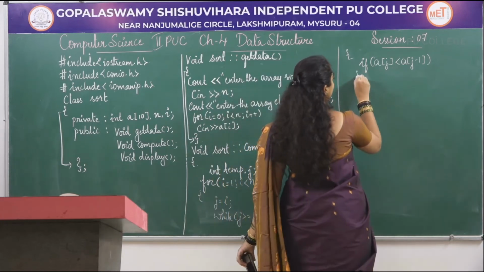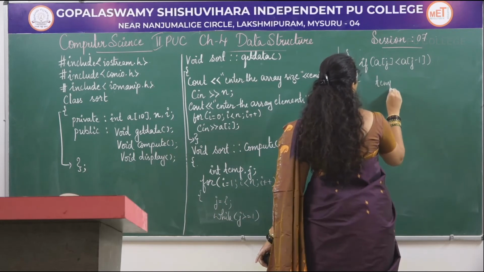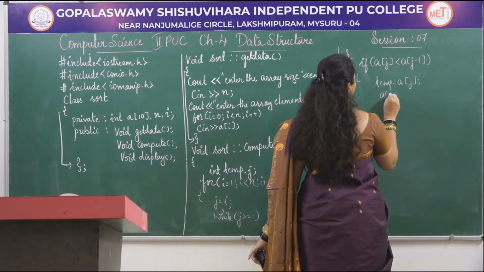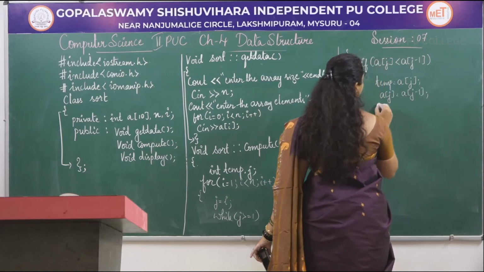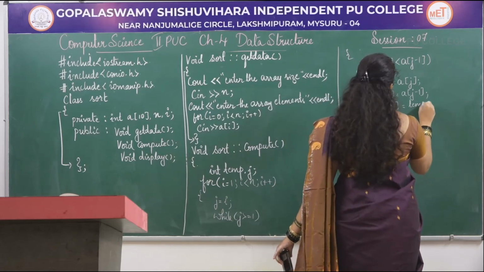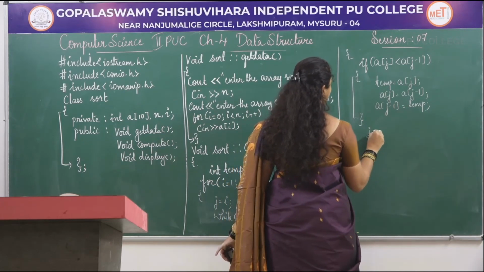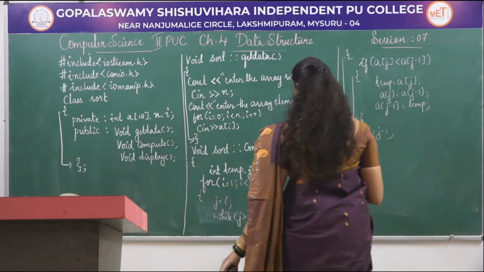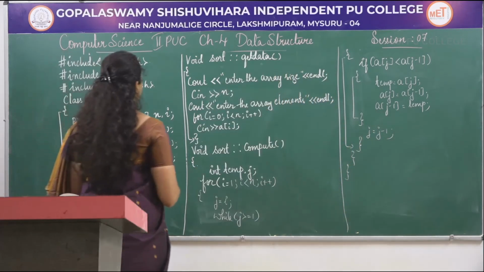If the condition is true, we are going to swap the array elements, that is, temp is equal to a of j, a of j is equal to a of j minus 1, a of j minus 1 is equal to temp. So close this condition. j is equal to j minus 1. Close this function.